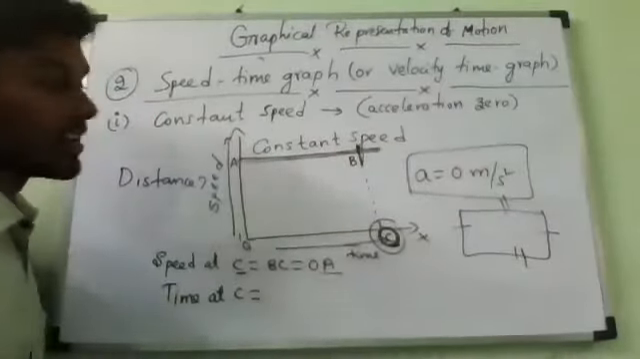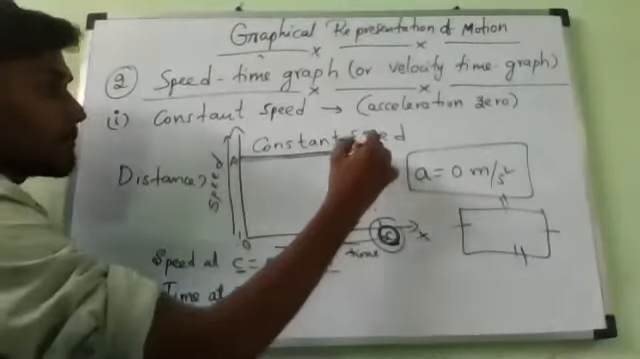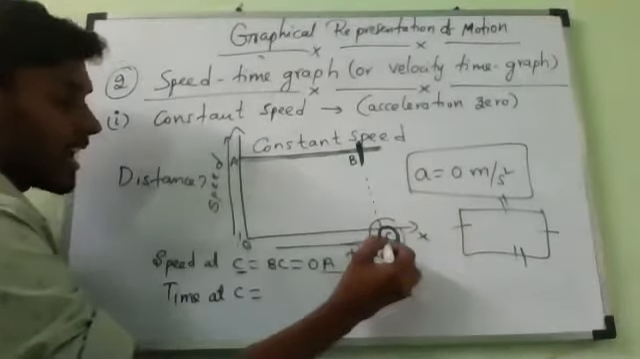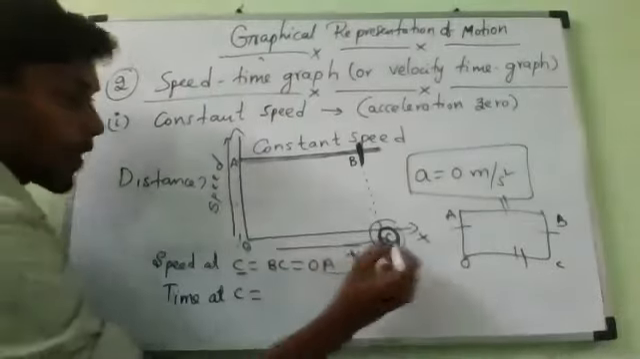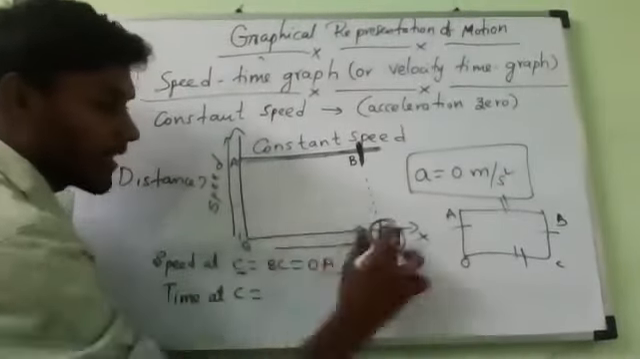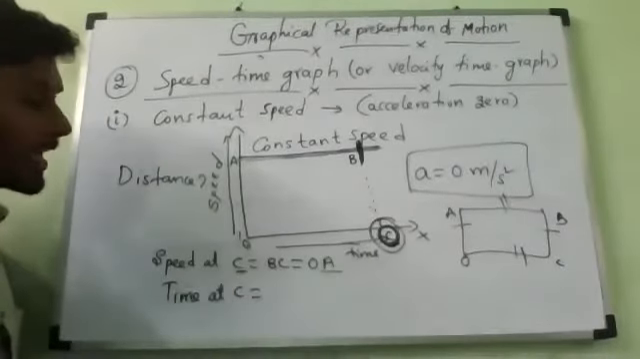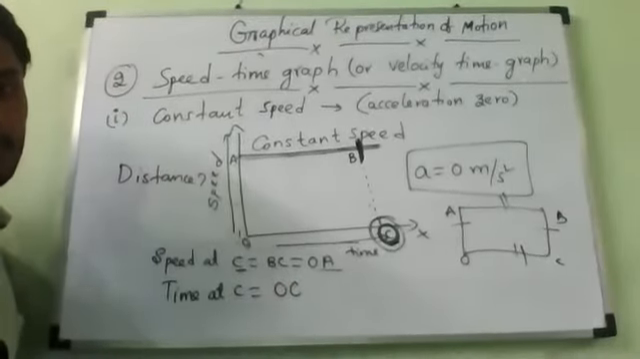So at point C, now I should know what the distance traveled is. Till I reach point B, what is the distance traveled by the body? I want to know. So at point B or C, the speed of the body is equal to BC, which is equal to OA. Now, at point C, what is the time taken? Time taken to travel from O to C. At point C, the time is equal to OC. Is it correct or not?